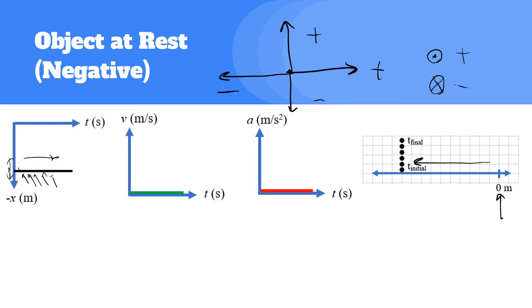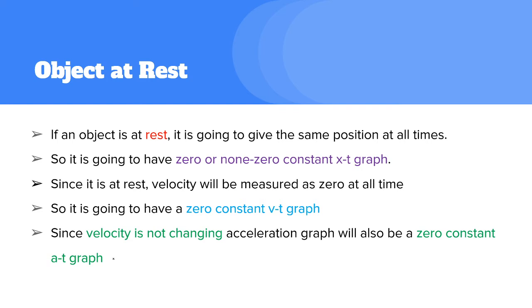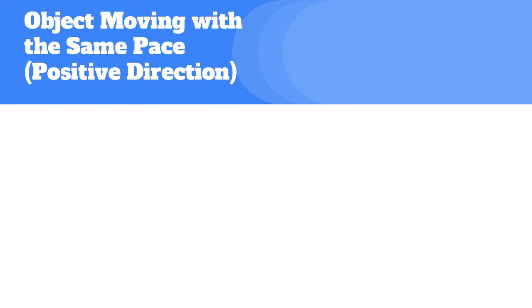That's going to be negative direction. And what's the definition? Object is staying at rest at a negative location. And these are going to be the reviews, like everything about it, so I'm going to pass those for the next ones, but you can just go ahead and read those, but that's going to be the summary of it. All right, object moving with the same pace.